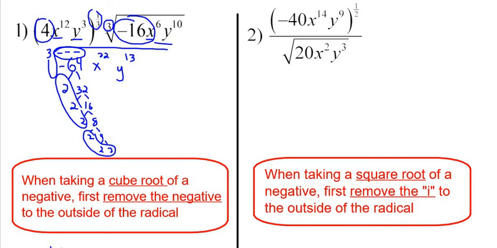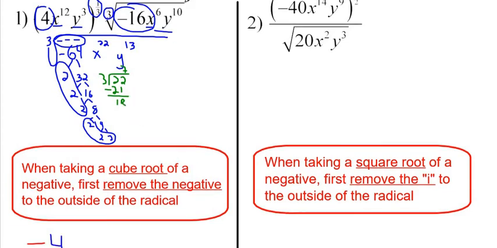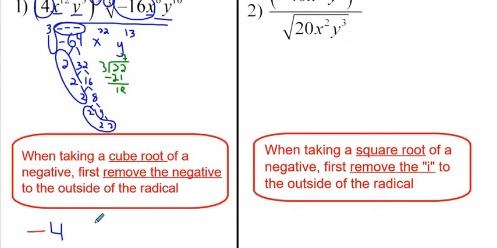So here you can really see why someone would not want to write out 22 x's. I just want to divide 3 into 22, right? 3 goes into 22 7 times with a remainder of 1. So when I write out my cube root, I'm going to have 7 x's out here and then a remainder of 1 x in here. The negative was already taken care of.